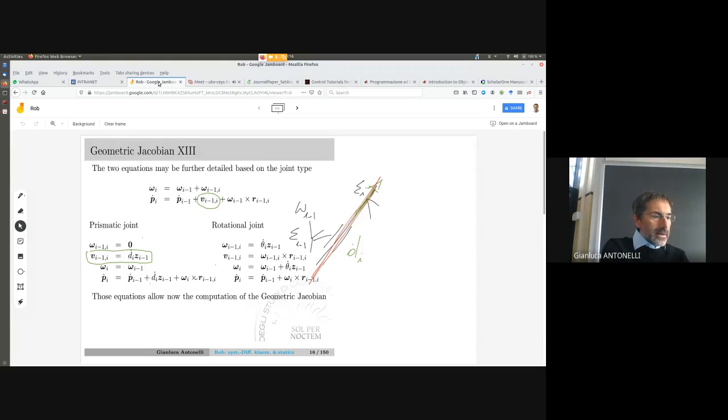On the other hand, if our joint is rotational, what I see is that the relative movement here is given by the amplitude of the joint velocity. Again, this is measured by means of an encoder, and the direction is given by a certain unit vector that I do know because it's given by the Denavit-Hartenberg convention.